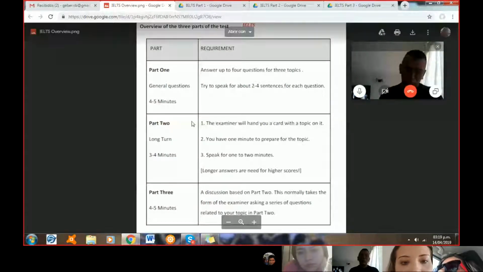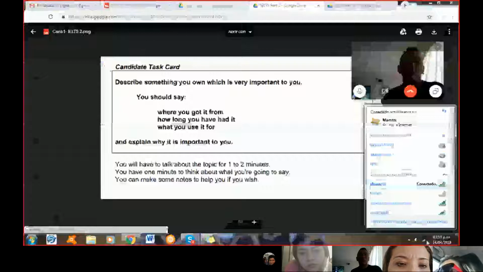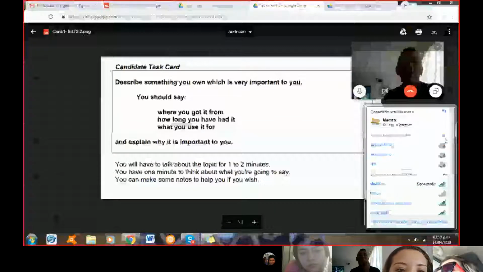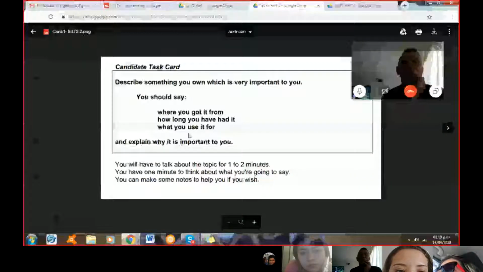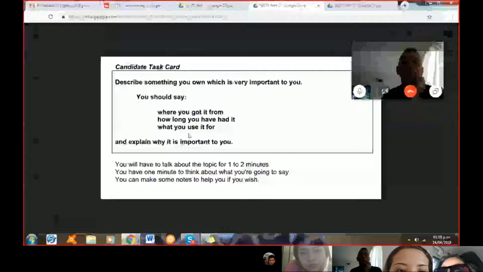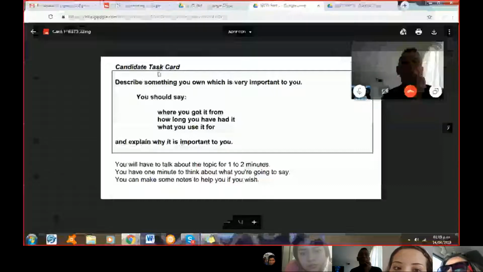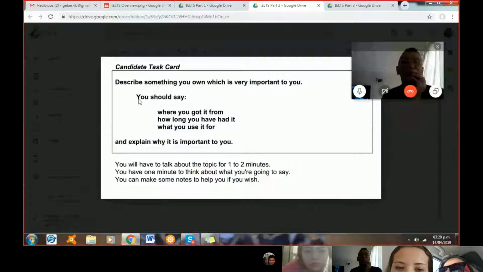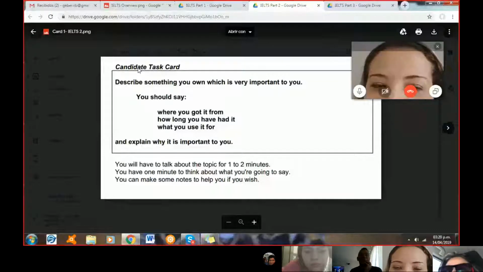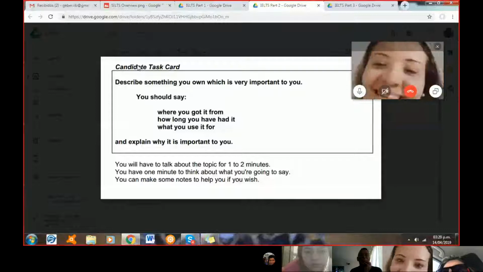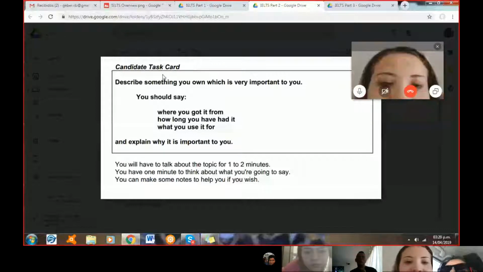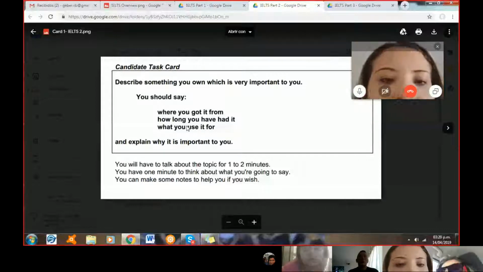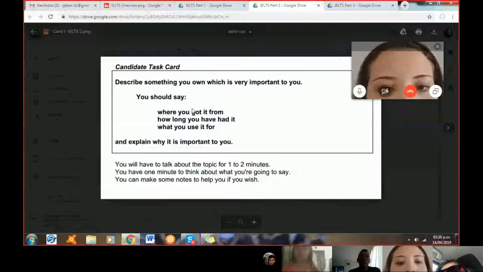So it is kind of like this. You see here the card. Do you see my screen? Yes, okay, I can hear you well too. So this is the candidate task card. This is the kind of card that the examiner will give you.